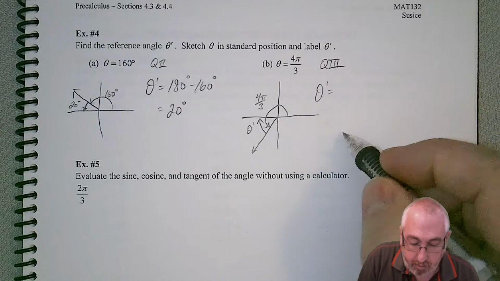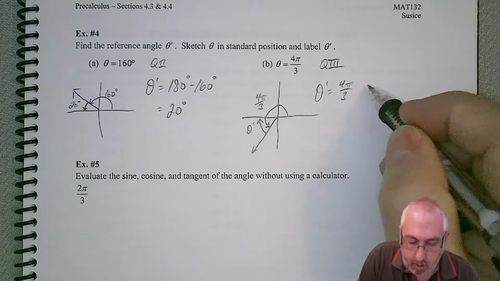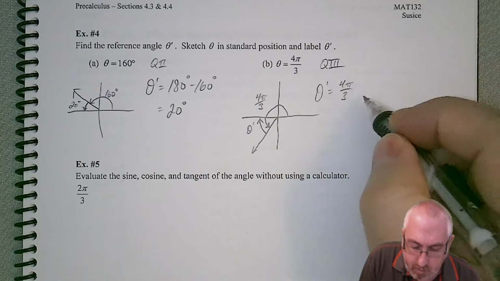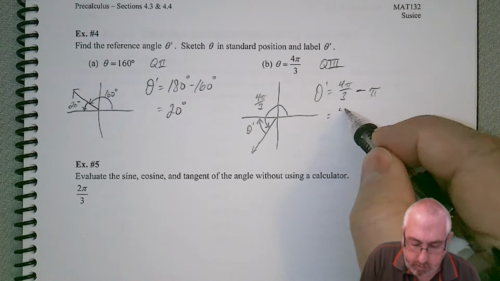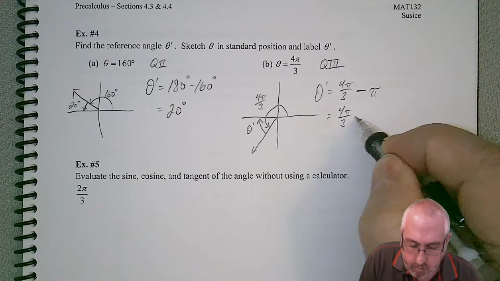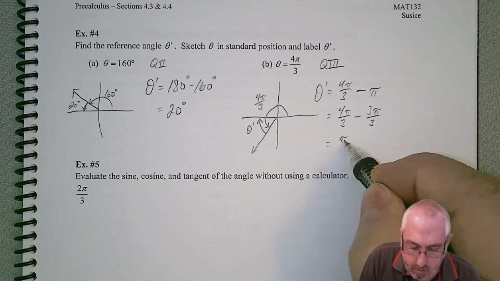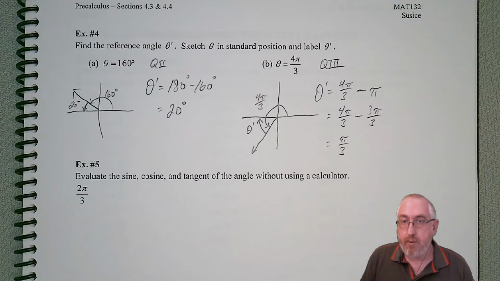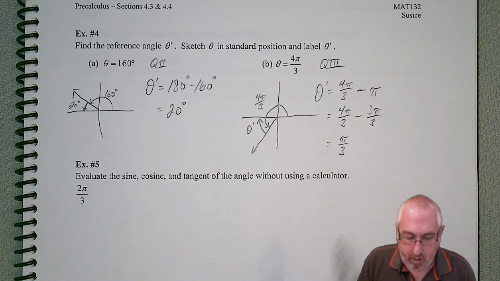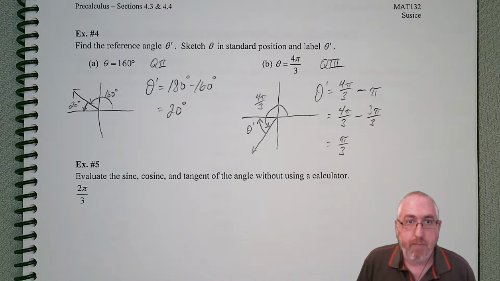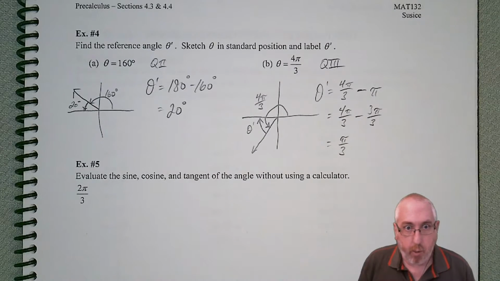So in this case, we want theta minus 180 degrees. Well, since we're in radians, let's just use pi. And so we can quickly do a little fraction exchange, for lack of better wording. And we do get pi over 3. So pi over 3 is an acute angle, and so that should be our reference angle. So not too bad. As long as you use the right formula, it's pretty quick.